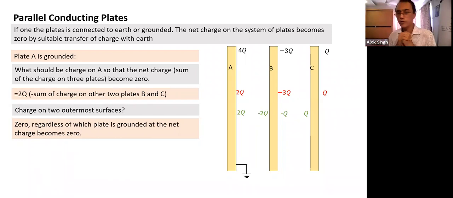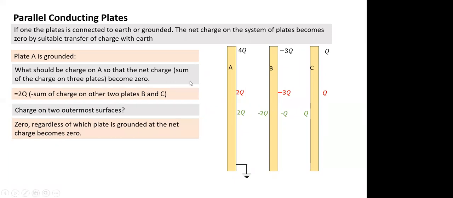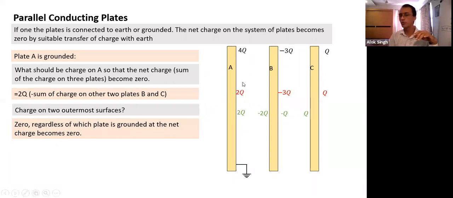Sometimes they may also ask, what is the charge flow from the plate to the ground? If I ask you what is the charge flow from the plate to the ground, how much charge has flown from the plate to the ground? The plate had a charge of 4q earlier. The charge has become 2q from 4q. It means 2q charge has flown from the plate to the ground.